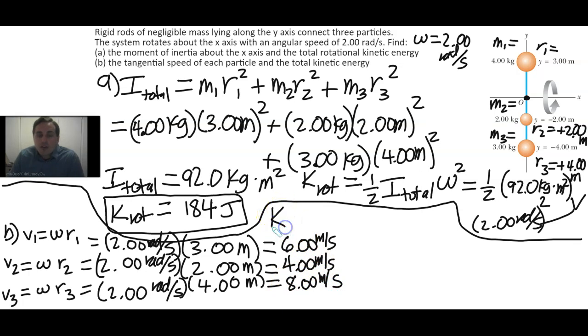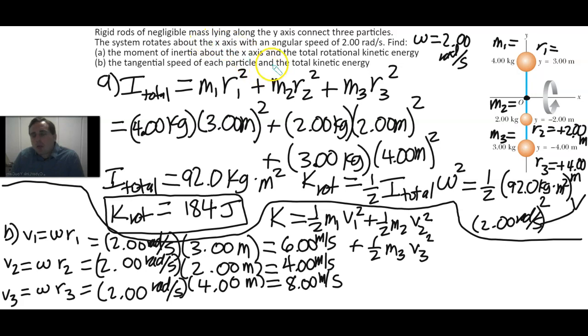Now, the traditional, that is the linear kinetic energy, should be 1/2 m1 v1 squared plus 1/2 m2 v2 squared plus 1/2 m3 v3 squared. Notice we're just adding the kinetic energy of each particle. By the way, this entire problem we've been ignoring these rigid rods which have negligible mass. We're not worrying about the mass of the rods themselves. We're considering each of these objects like point masses.